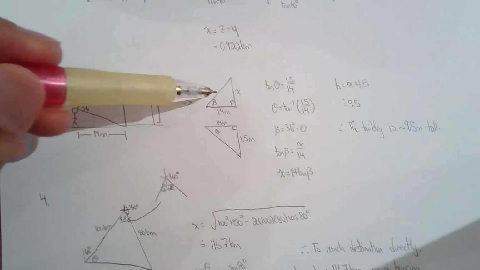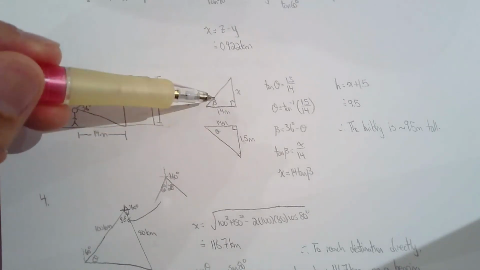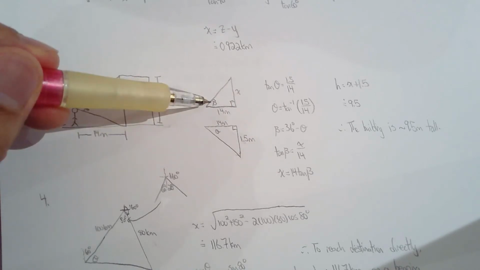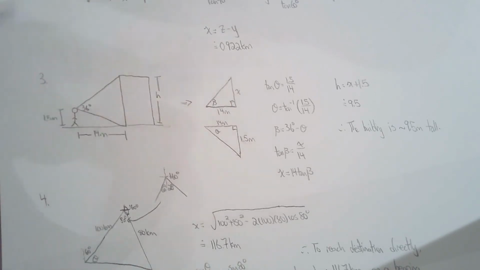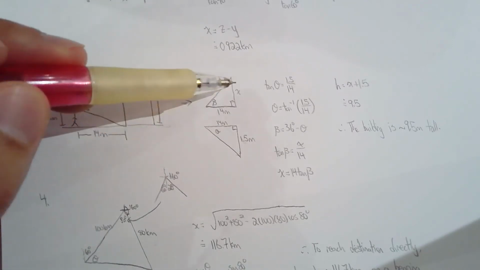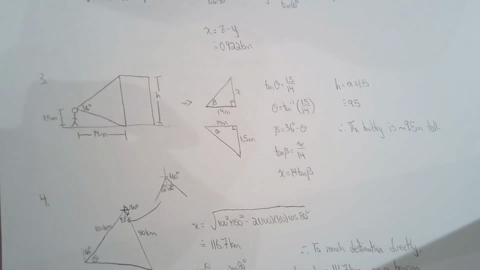So anyways, make your two right triangles. These are the two unknown angles. You can solve for theta. Now once you have theta, you can solve for beta, because you know that the two angles sum up to 36 degrees. Then once you have beta, you can solve for x, and x plus 1.5 will give you the height of the building.